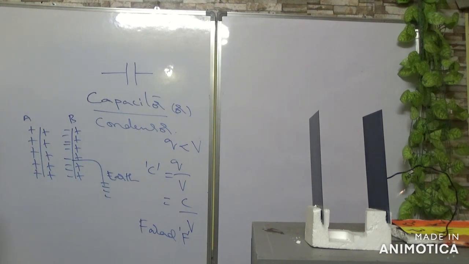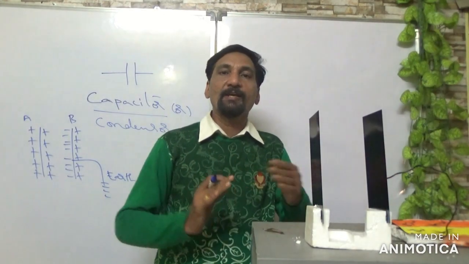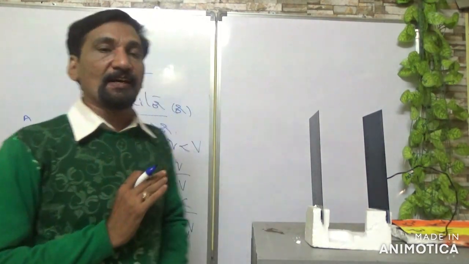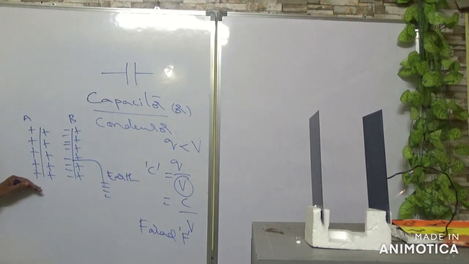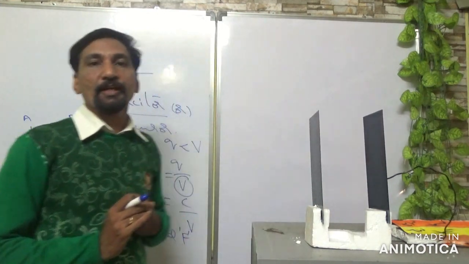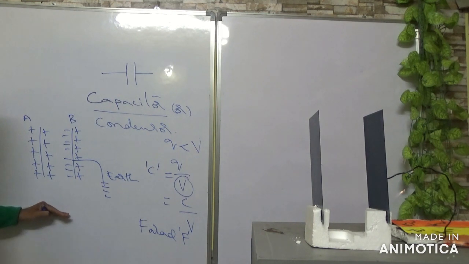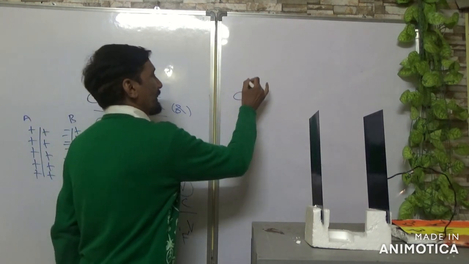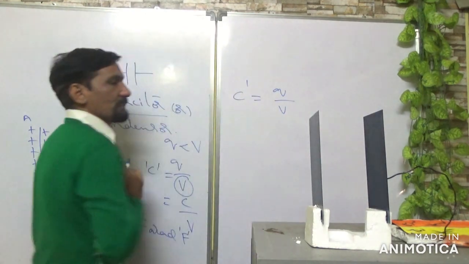Why are we bringing plate B nearer to A? That is in order to decrease the potential of A. So thereby its potential decreases, followed by capacitance increasing. Same charge, but potential is reduced.